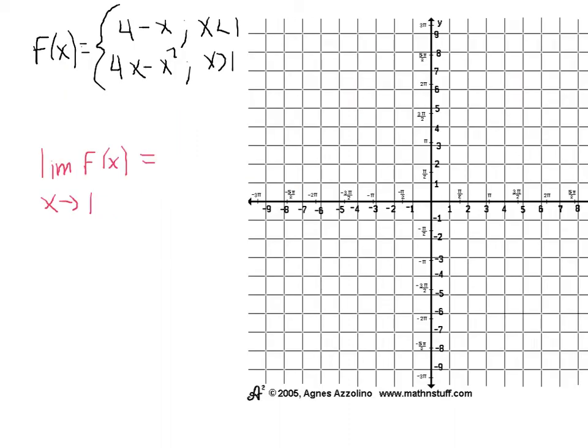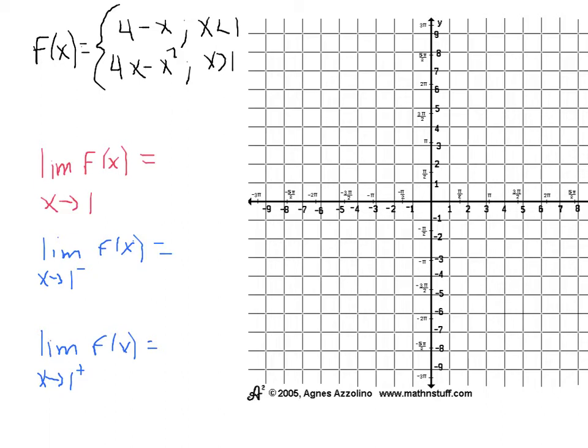So here we have another function, and we're trying to figure out the limit of f of x as x approaches 1. In order to do that, we're going to have to figure out the limit as x approaches 1 from the left, and we're going to have to find the limit as x approaches 1 from the right. We need to find both the right and left-hand side limits.